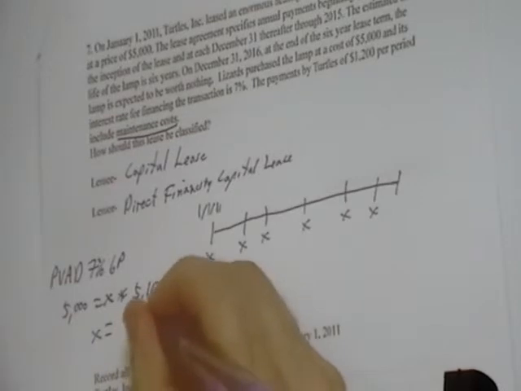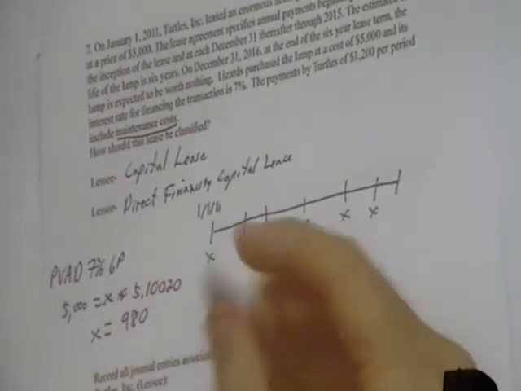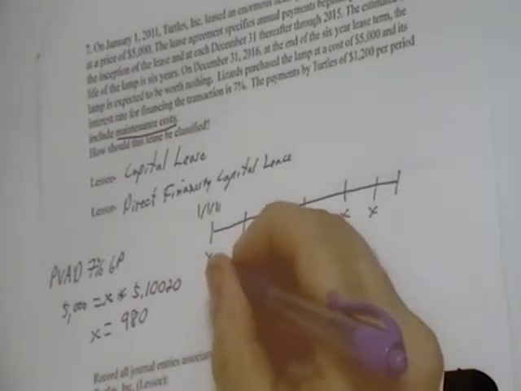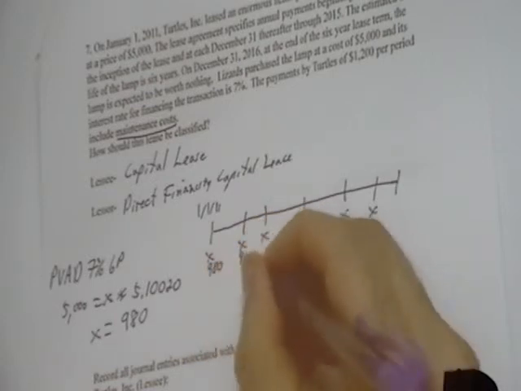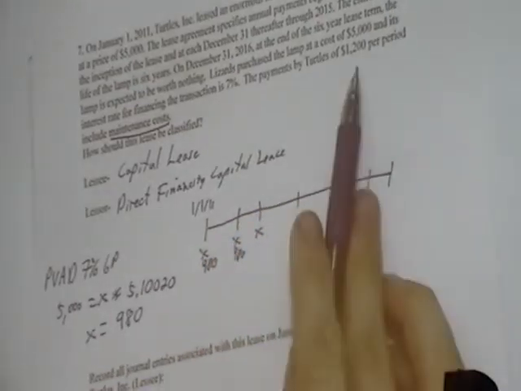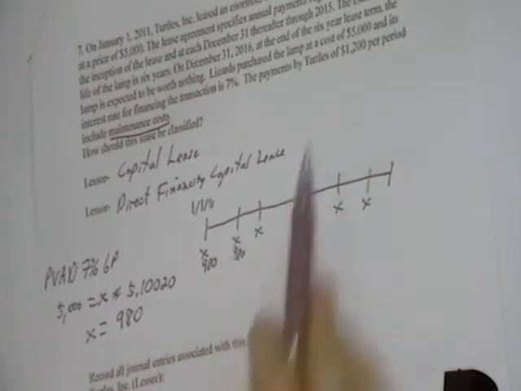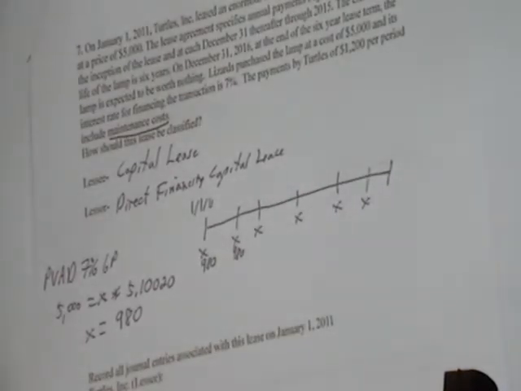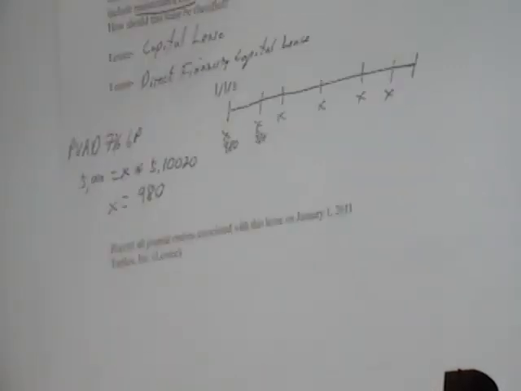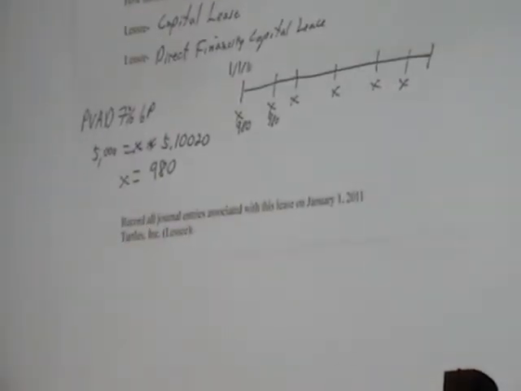$980. Very good. So the $980 would be the payments without the executory costs. So these are all going to be $980, each one of the 6 of those. So the difference between these two must be executory costs. Does that make sense so far? So far so good? Alright, so now we're going to start recording some journal entries.